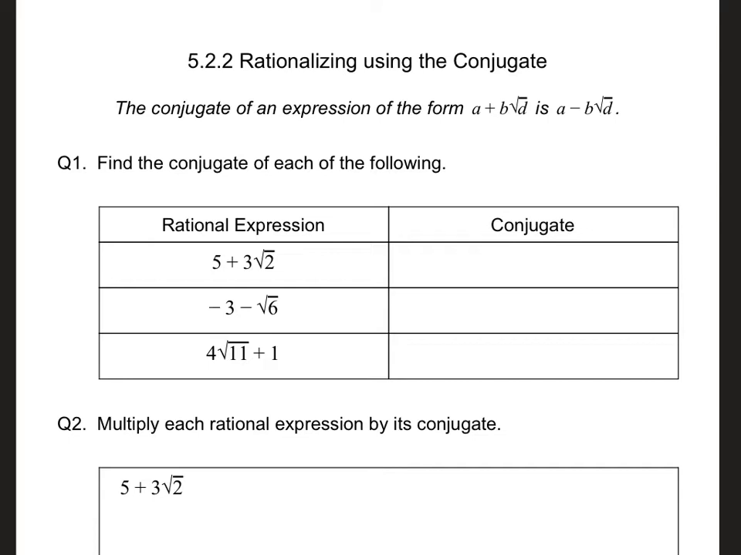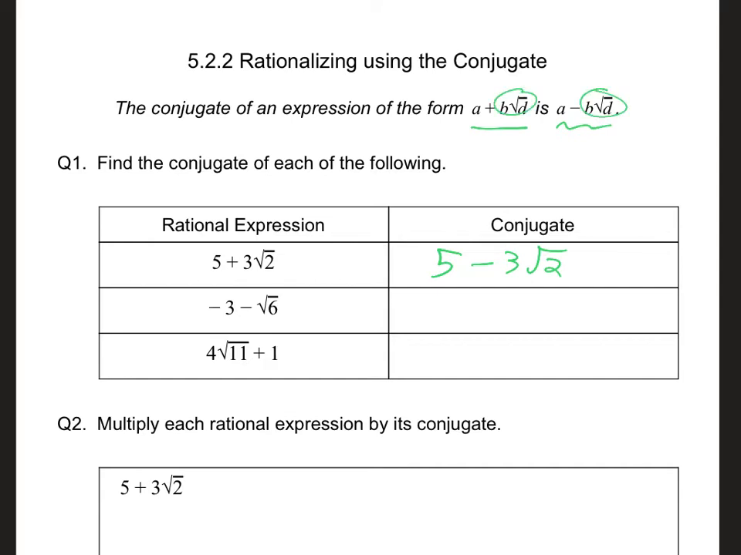And the definition of a conjugate is if we have something in the form of a plus b the root of d, its conjugate is a minus b root of d. Let's just look at these three expressions below. 5 plus 3 root of 2. So the conjugate would be 5 minus 3 root 2. So notice we just changed the sign in front of this b root d portion.